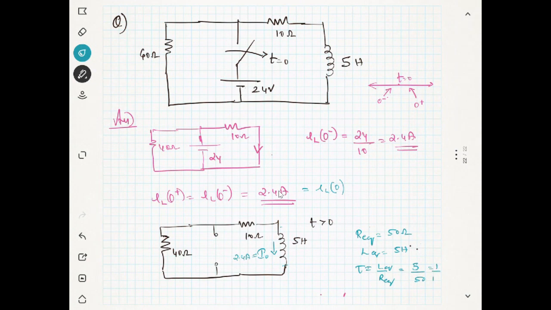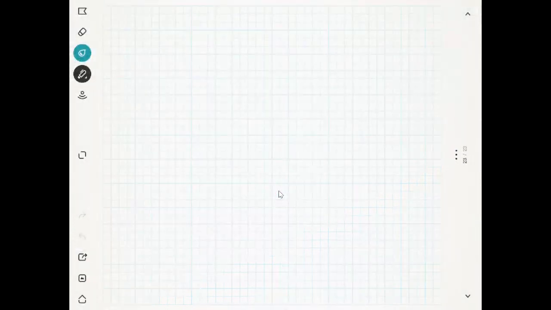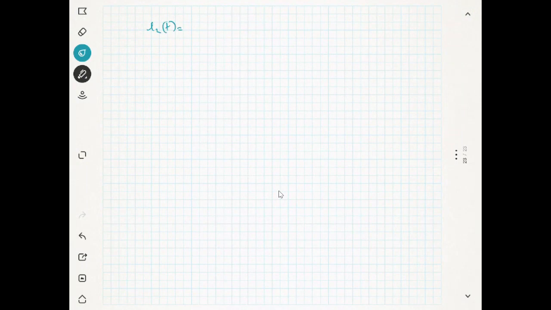How much? 1 by 10 seconds, I think so, right? Am I correct? Now we will write the equation. Inductor current IL of t is nothing but 2.4, the maximum, e power minus t over tau. Tau is 1 over 10, so you will get 2.4 into e power minus 10t. Is it okay? IL of t.